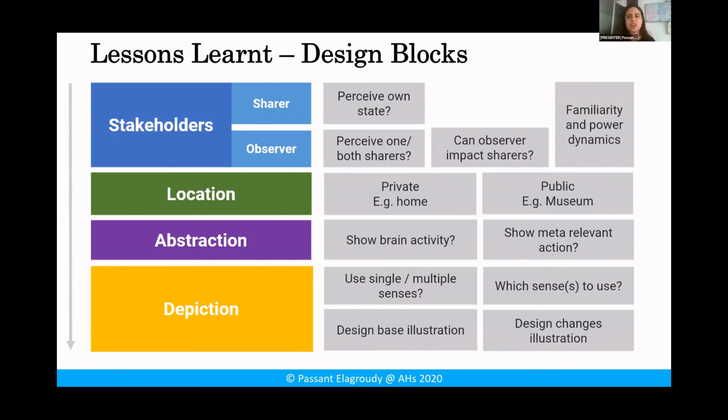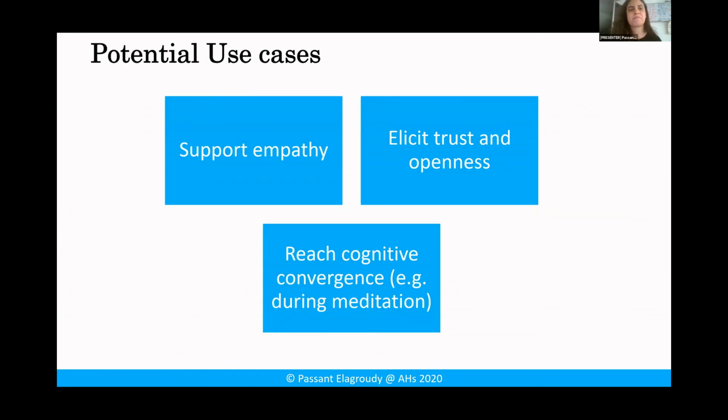And in terms of abstraction, whether you want to show the brain activity or the corresponding action. So let's say, for example, whether you want to say that Thomas now is busy or you shouldn't talk to Thomas now at all. So these are the different levels of abstraction. And in terms of depiction, whether you want to use single or multiple senses, which senses you would use, what would be your base illustration, which is basically in our case the music, and how you would depict the changes, which is basically being faster or calmer.